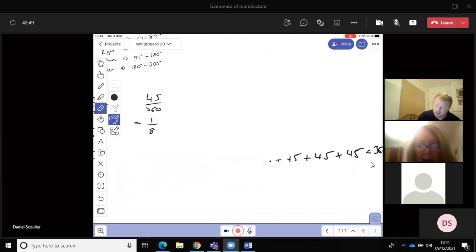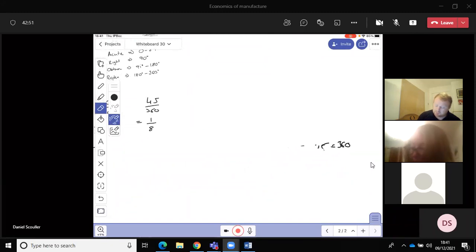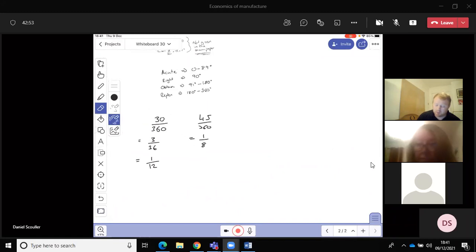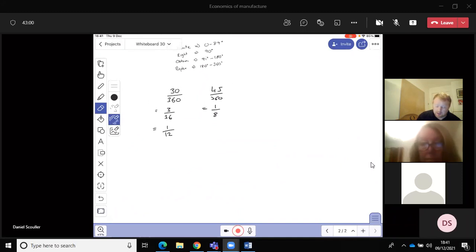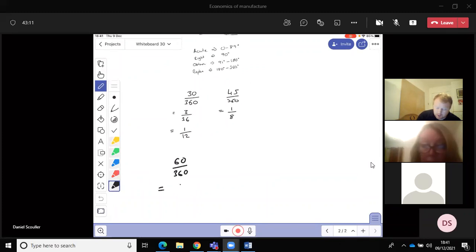And then it's just a case of, I would expect it to be a multiple of 30 or 45. So if that's the case, let's go through the multiples of 30. So 30, you've got 60 over 360, which simplifies down to 1/6. So there's 6 60s in 360. A wee bit more digestible.